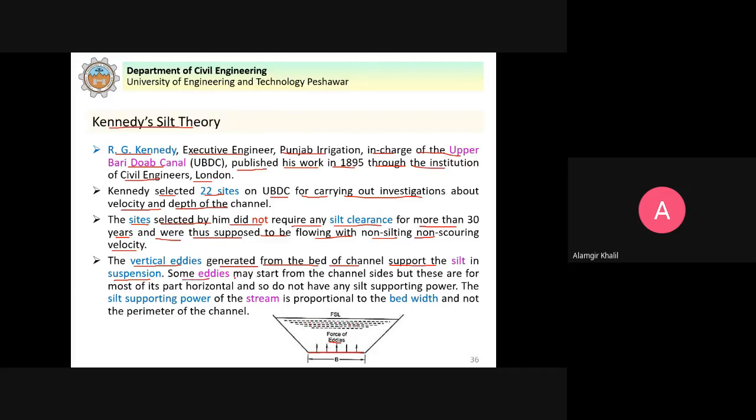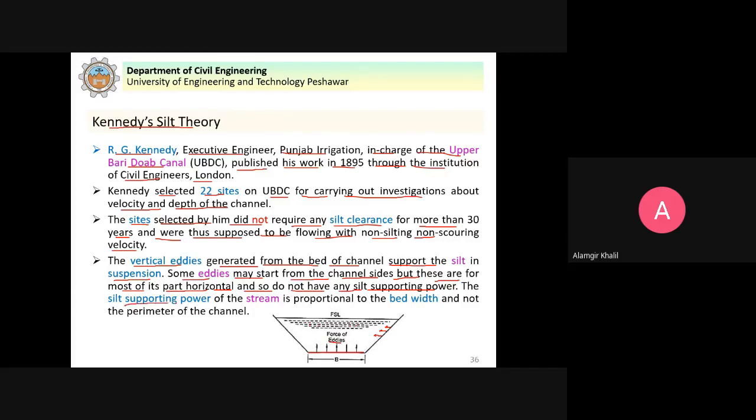Some eddies may start from the channel sides, but these are for most of their part horizontal and do not have any silt supporting power. According to Kennedy's theory, there may be eddies generated from the sides, but for most of their part, these eddies are horizontal and so do not have any silt supporting power.